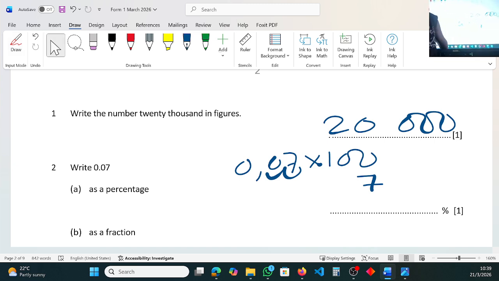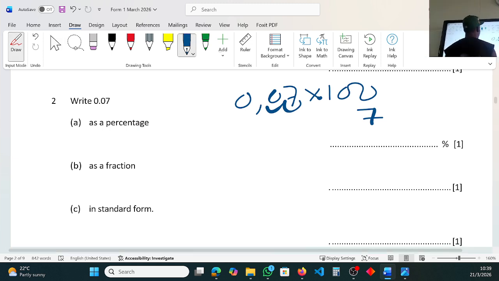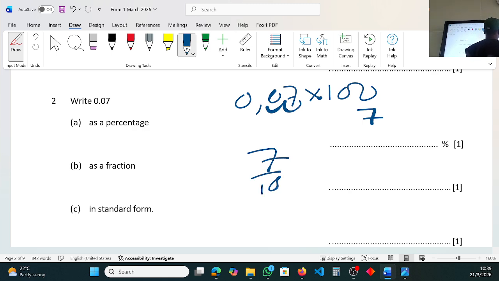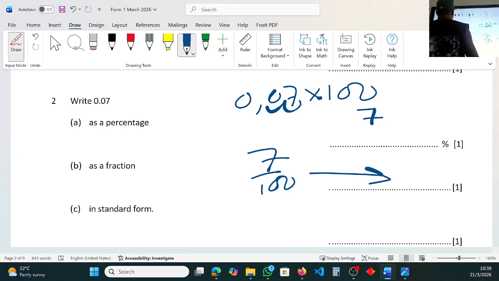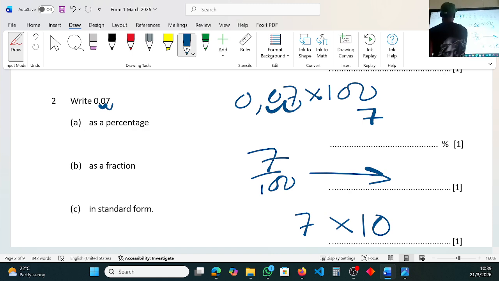Then moving on, we want it as a fraction. So as a fraction, what we have as a percentage is just 7 out of 100. So that's it as a fraction. There's no better way of simplifying it. Then in standard form, where we have 0.07, we want our comma to move 2 steps to the right. So the first significant figure is 7 times 10 to the power, we count the number of steps that we moved, but because you're moving to the right, that will be minus 2.